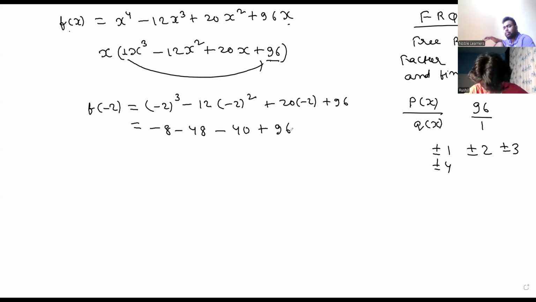Right, so it's very common that if you take one, then 96 would be cancelled out. You will not get as big as 96 by plugging in one, right? So you get a zero. So this is called the factor theorem. Factor theorem and remainder theorem, these are two things. Remainder theorem and factor theorem are the same thing.